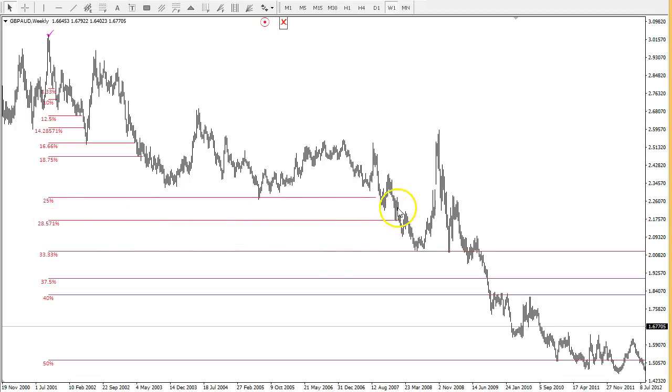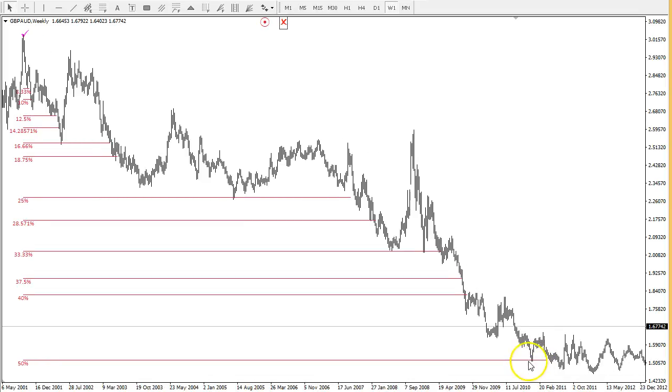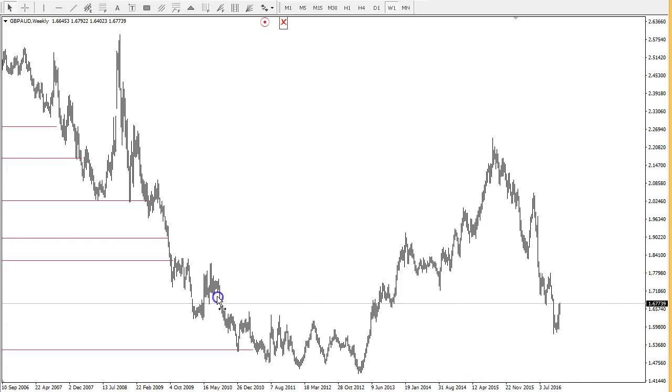28.571 stop the market for 2 weeks. Then you have 33.33 stop the market 2 times at these levels. You have 37.5, there was no reaction. You have the 40%, which is the halfway between the 37 and the 50, no reaction. The 50% here give you the first reaction here for this low.